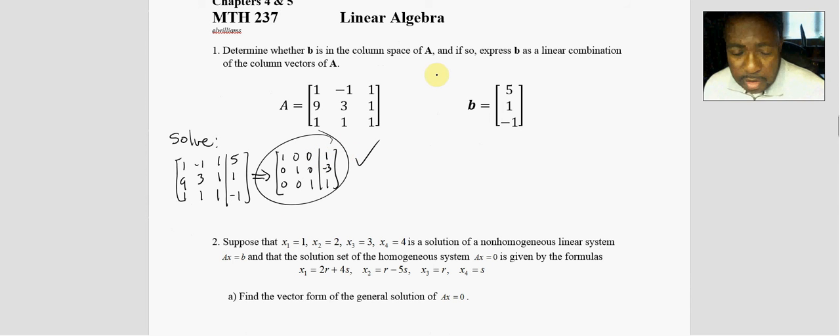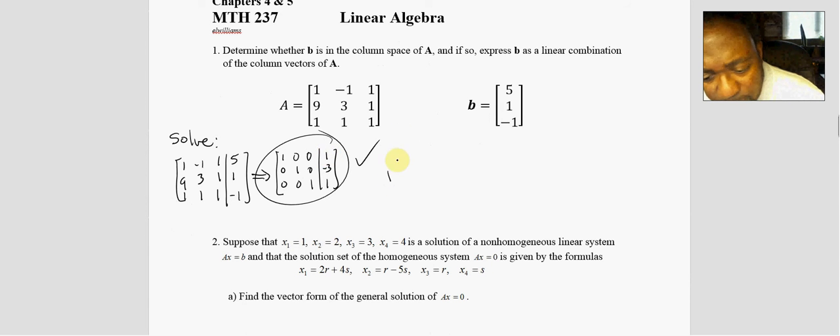So if you can solve the system and you get the unique solution, then that simply means that B is in the column space of A. If that be the case, then it says express B as a linear combination of the column vectors of A. We take these numbers, 1, -3, and 1. Those are coordinates, components, if you will.